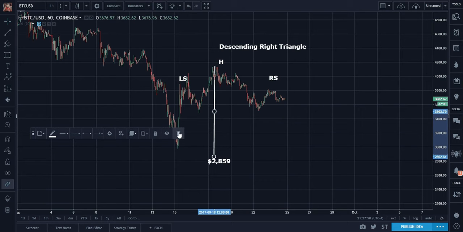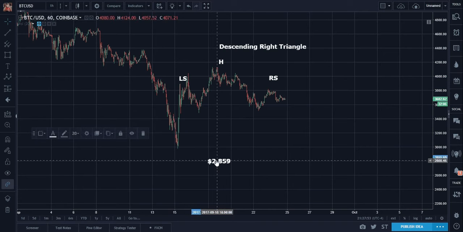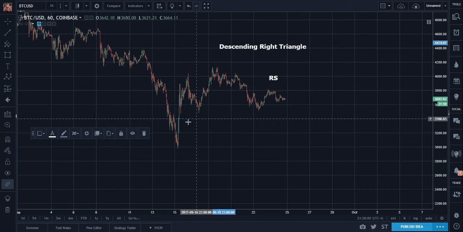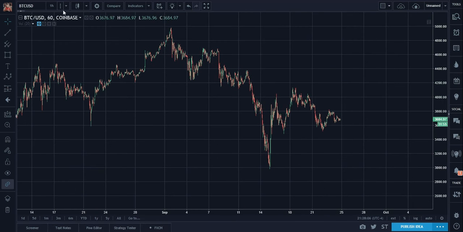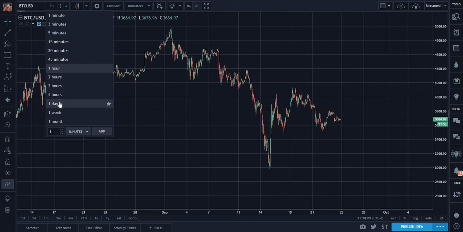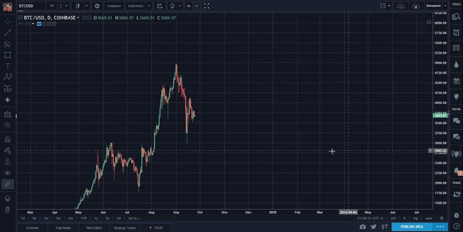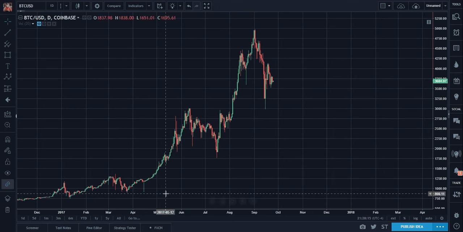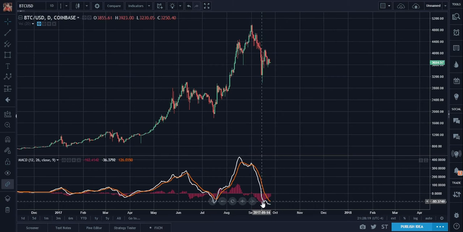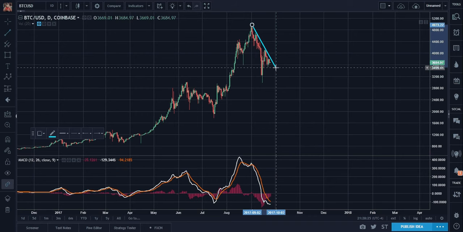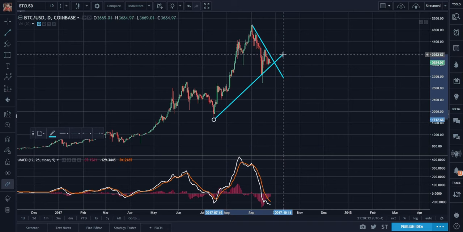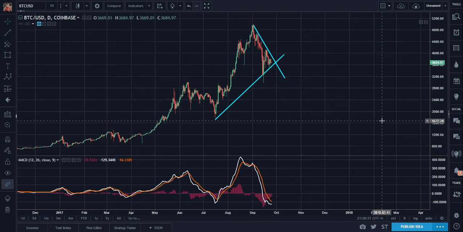That's giving a minimum target of 2859. And where the price is right now, I always like to turn everything off, clear everything, and go back in scale to the daily. Now here, I told you how this is coming around, which is very interesting. That triangle has a greater aspect as well.